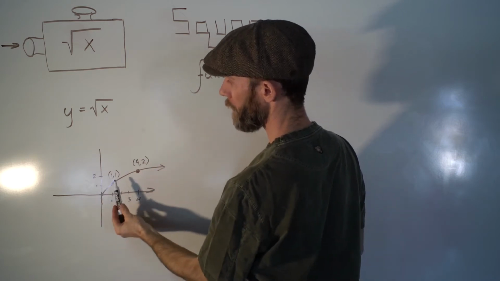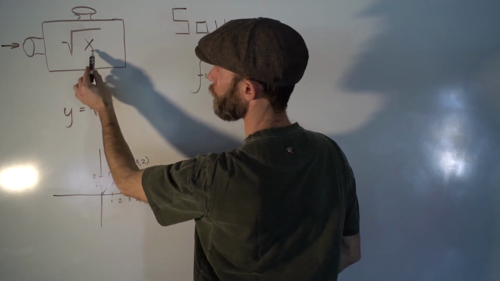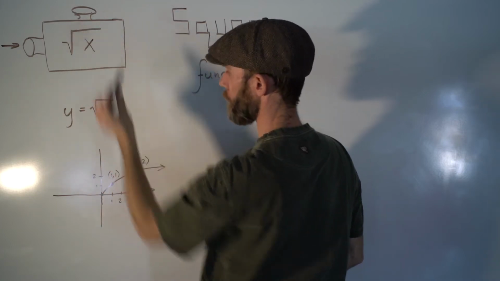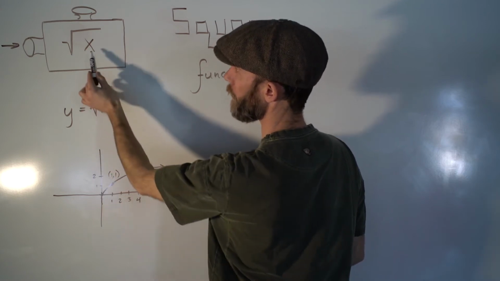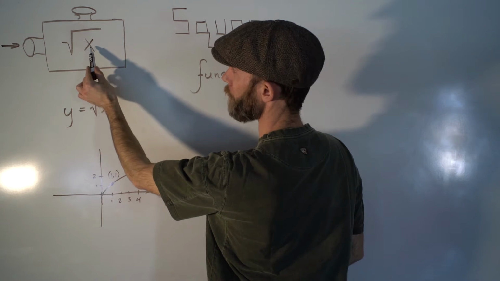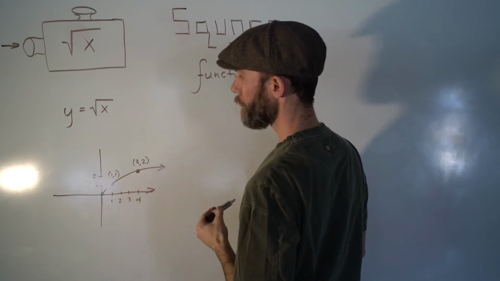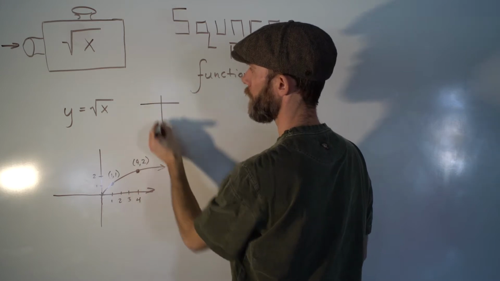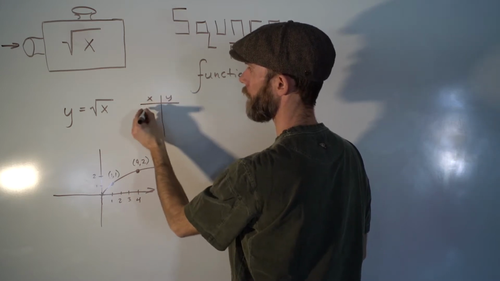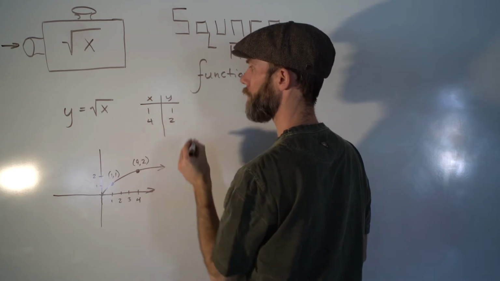So if I were to plug in a 1 for x, put that into the machine, root 1 is just 1, so the output, the height, is 1. If I were to plug in a 4, root 4 is 2, so the height is 2, and so (4, 2) is on my graph. So, a little t-chart here, x, y. (1, 1) is on my graph. (4, 2) is on my graph.